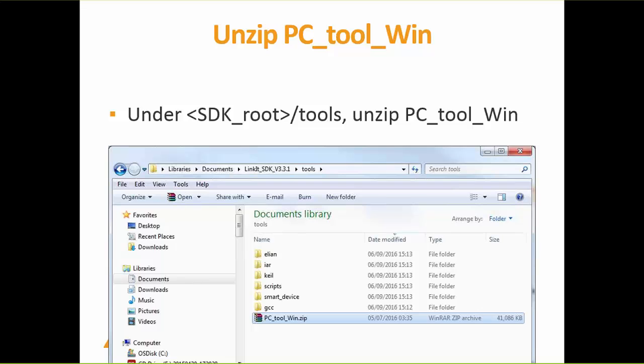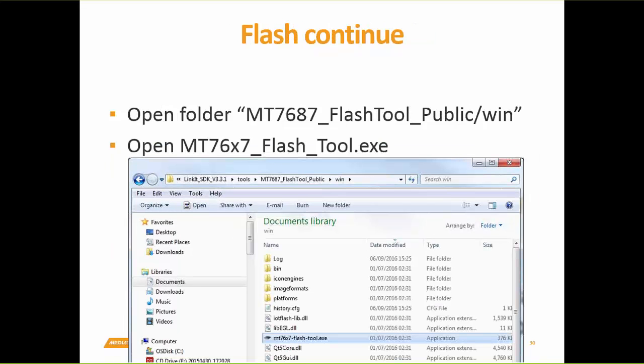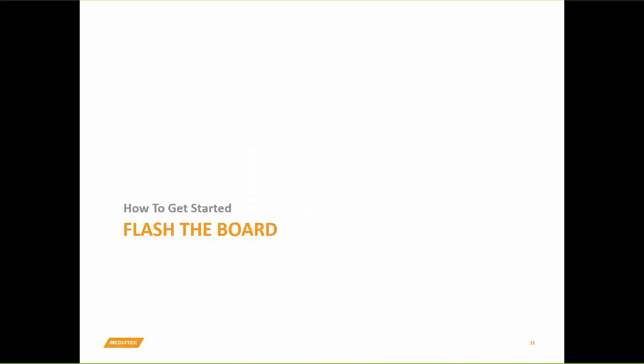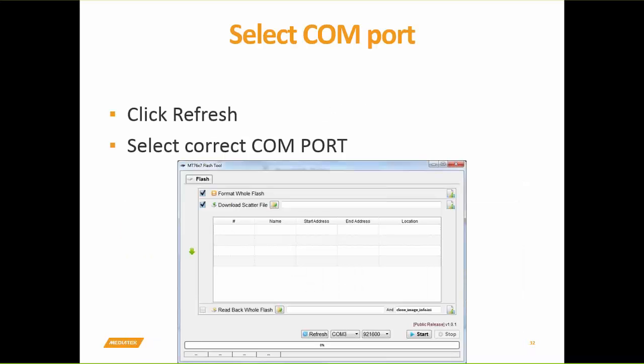The next thing is to get the flash tool ready. The flash tool is again in the SDK root in tools, but it's still packed up in a zip file. So you have to unzip the PC tool win file, and in there you will find a MT7687 flash tool. Under there you have a Windows folder, and in there you will find the MT76X7 flash tool exe. If you double click that, a screen like this should be shown.